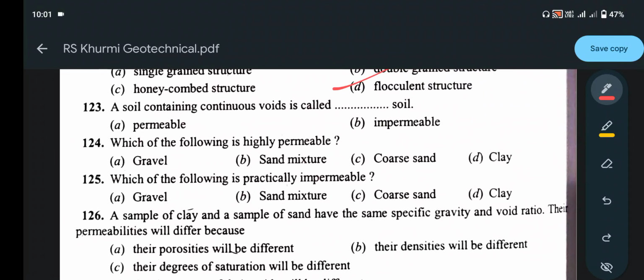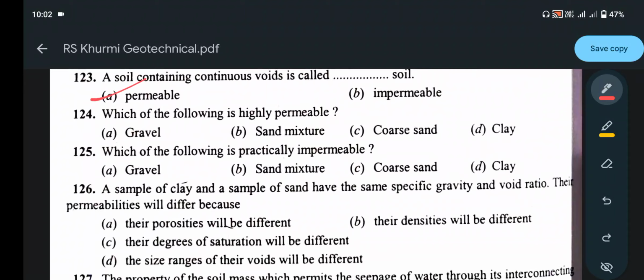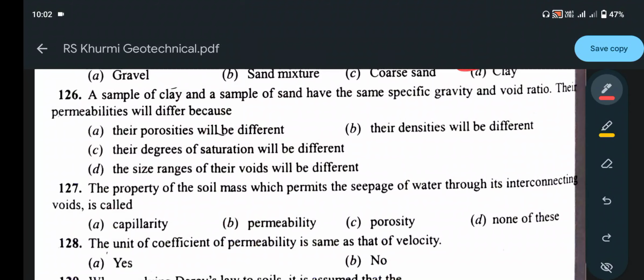Soil containing continuous voids is called dash soil: permeable soil or impermeable soil. Of course it is permeable soil, because through the continuous voids water can permeate or infiltrate. Which of the following is highly permeable? Gravel, sand mixture, coarse sand or clay? For obvious reasons it is gravel. Which of the following is practically impermeable? Clay is practically impermeable.